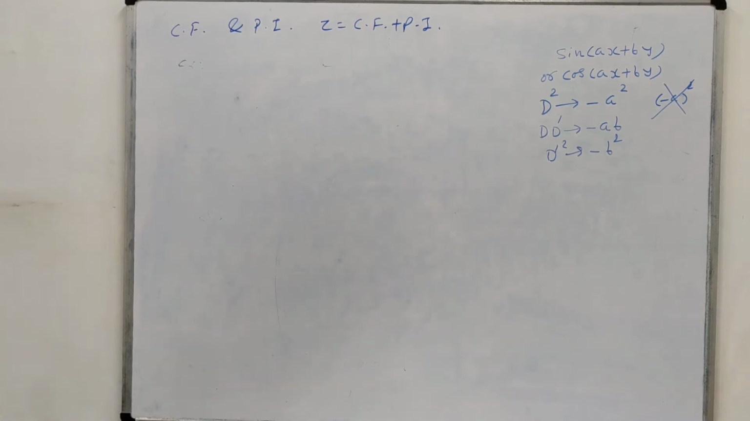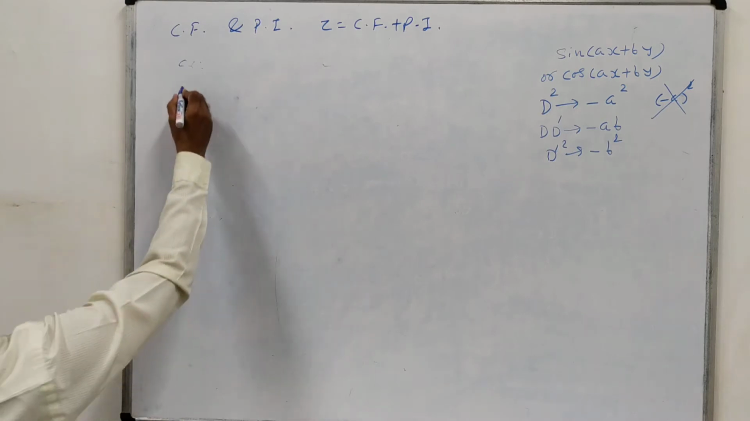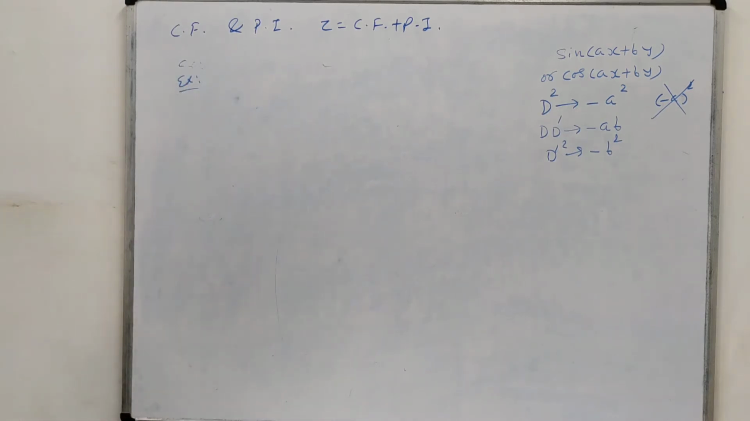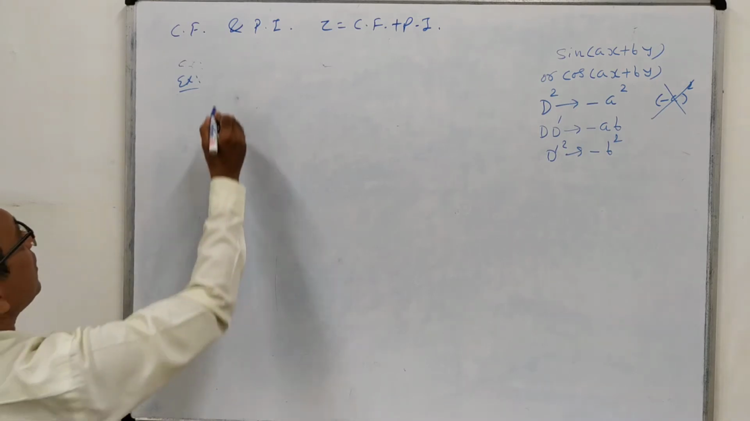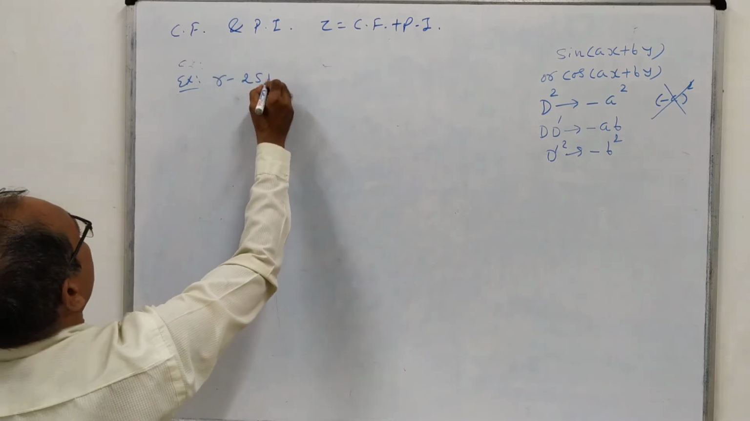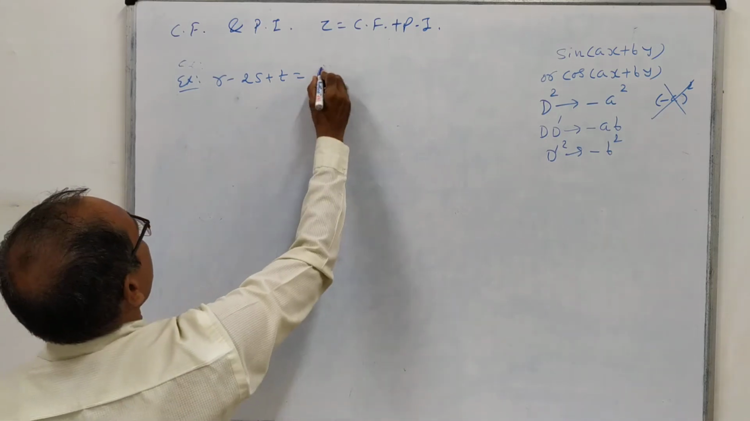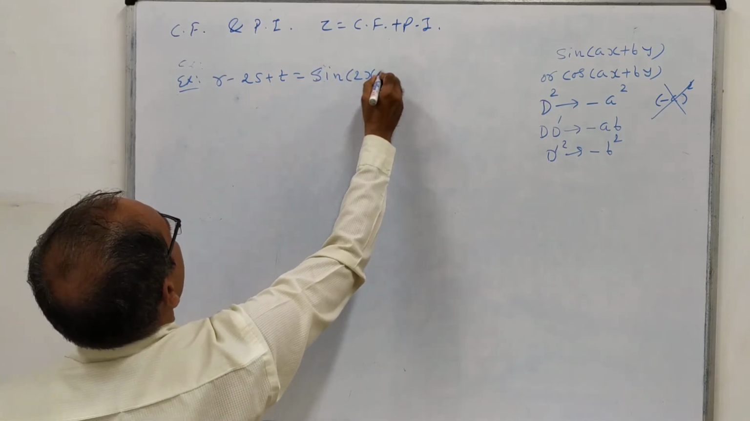Okay, so now let us see one example based on this. The example is r minus 2s plus t equal to sin(2x plus 3y).